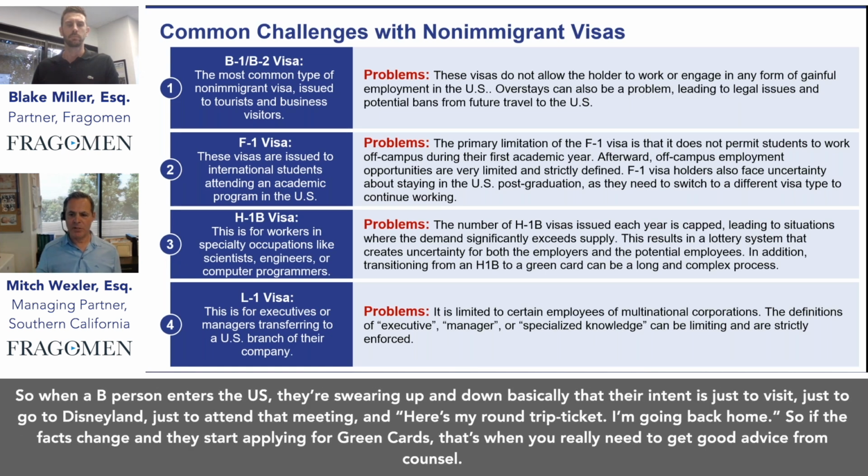When a B person enters the US, they're swearing up and down that their intent is just to visit, just to go to Disneyland, just to attend that meeting. And here's my round trip ticket, I'm going back home. So if the facts change and they start applying for green cards, that's when you really need to get good advice from counsel.